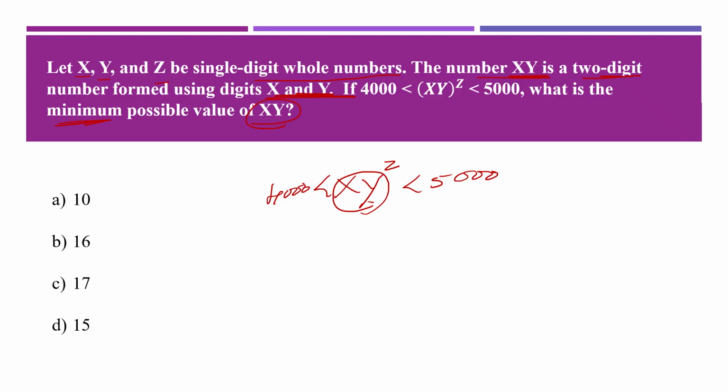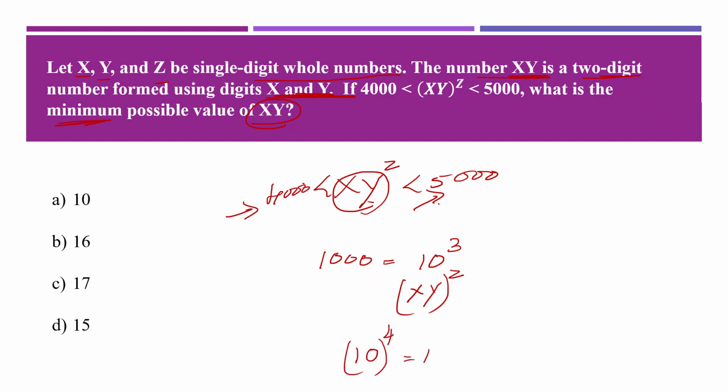Minimum possible. Okay, so here it is 4,000 and 5,000, four-digit numbers. Let's consider the smallest four-digit number, which is 1,000. And this can be written as 10 to the power 3. That means X is 1, Y is 0. Then the value of Z is 3. Okay, let me try with 4. That is X be 1, Y be 0, and the Z value be 4. In that case, we have 1 followed by 4 zeros, which is 10,000. I believe that this is more than 5,000.